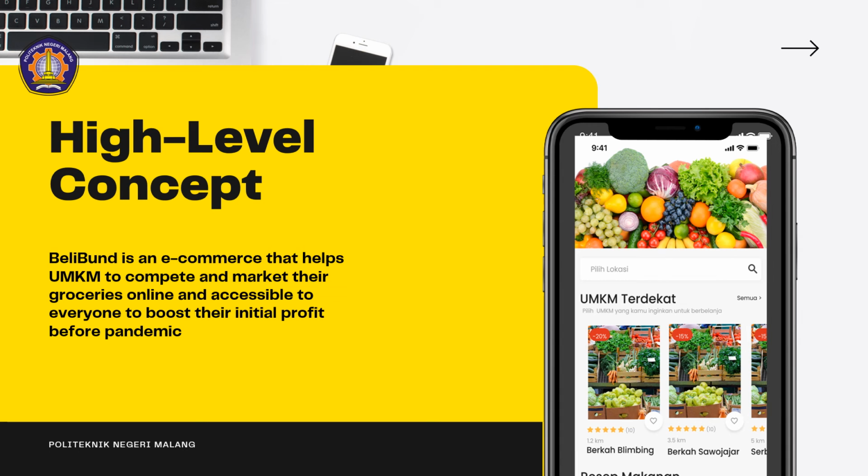And for the really simple definition of what we are creating, the high level concept, actually, this BeliBund is an e-commerce that helps UMKM to compete and market their groceries online, and it is going to be accessible to everyone to boost their initial profit before pandemic. So before pandemic, of course, there were huge sales, and since it is affected by the pandemic, we want to recover like that.